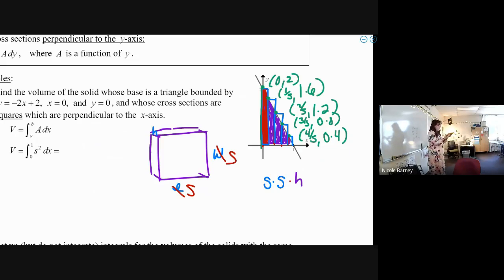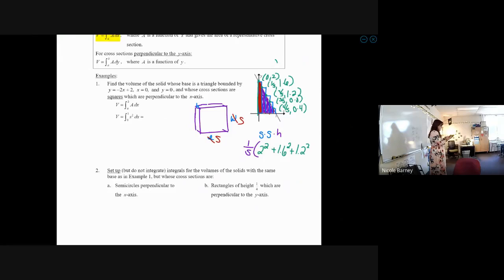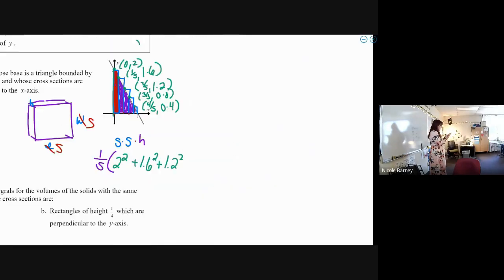So we could do 2 squared times the height, which is 1/5. And then we could add that to 1.6 squared. We could add that to 1.2 squared. We could add that to 0.8 squared plus 0.4 squared. And that would give us the actual volume of this solid that's jagged, right?